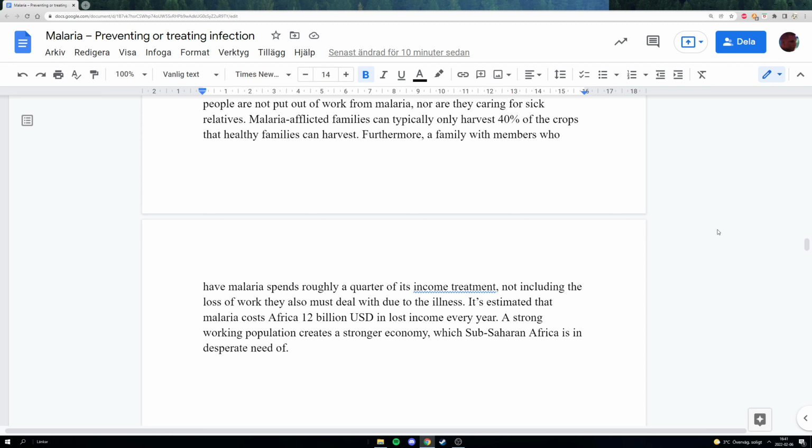Malaria-afflicted families can typically only harvest 40% of the crops that healthy families can harvest. Furthermore, a family with members who have malaria spends roughly a quarter of its income on treatment, not including the loss of work they must also deal with due to the illness. It's estimated that malaria costs Africa $12 billion in lost income every year. A strong working population creates a stronger economy, which Sub-Saharan Africa is in desperate need of.